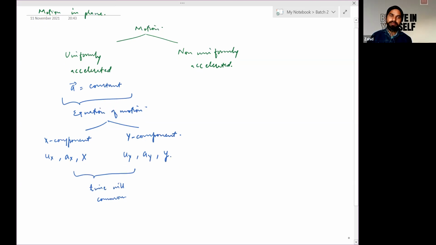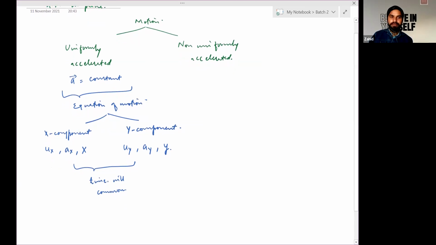Now, using these two terms, you have to find first the distance, which is nothing but the root of x component squared plus y component squared. Similarly, whenever you have to find speed, just take the root of x component squared plus y component squared.